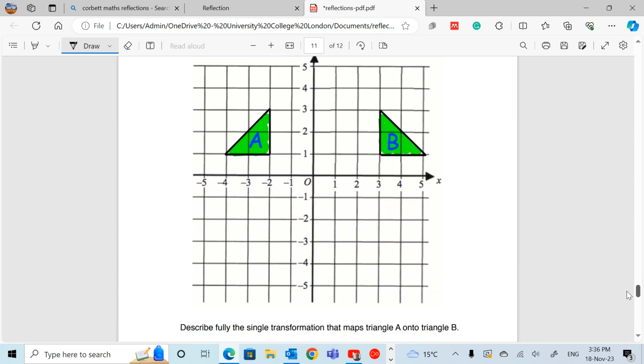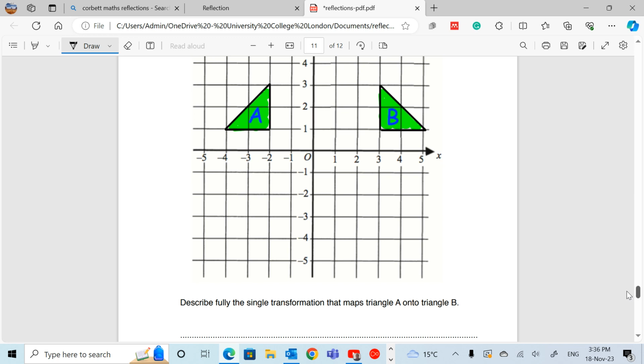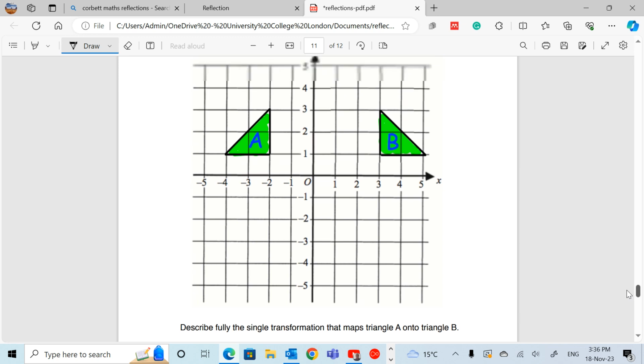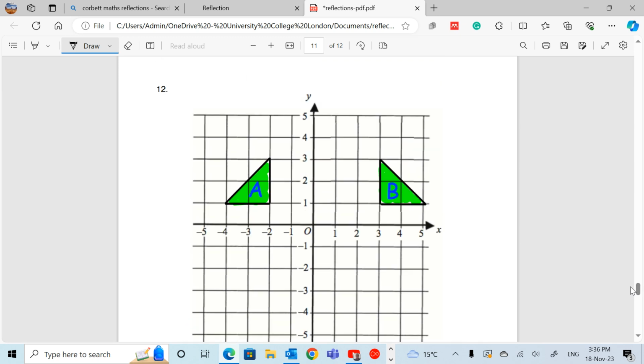Okay. Describe fully the single transformation that maps triangle A onto triangle B. Because here it's not clear, because we have to be careful here. If you count the number of squares from triangle A, we've only got 2 squares to the y-axis, but 3 squares on the other side, which means that the mirror line is not the y-axis, and that's a common misconception. So where would you put the mirror line? How many squares from shape A to shape B? Well, let's count. 1, 2, 3, 4, 5.